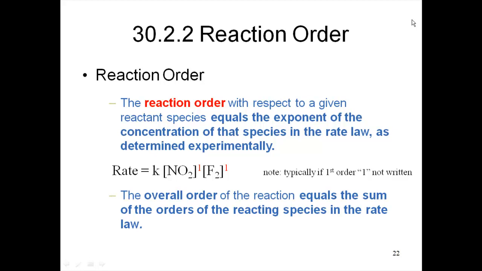The overall order of a reaction equals the sum of all the orders of the reactant species in the rate law. So for this example, I would take that power of 1 for NO2 and that power of 1 for F2, add them up, and that tells me that the overall order is second order. If you go back to my generic example with the m, n, and p, you add those up, and the overall order would be m plus n plus p.